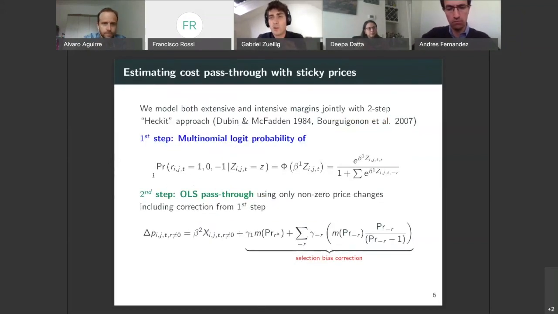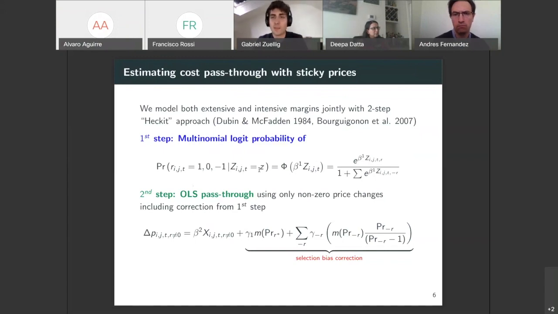So what we do to address this problem is we develop a new estimation methodology in the style of a Heckman selection correction. We have two steps in our estimation methodology. The first step is a multinomial logit model, where the firm's decision is modeled as it can increase or decrease the price or keep it unchanged based on some observables Z. The Z includes the shocks that we observe and more variables that I will talk about later.